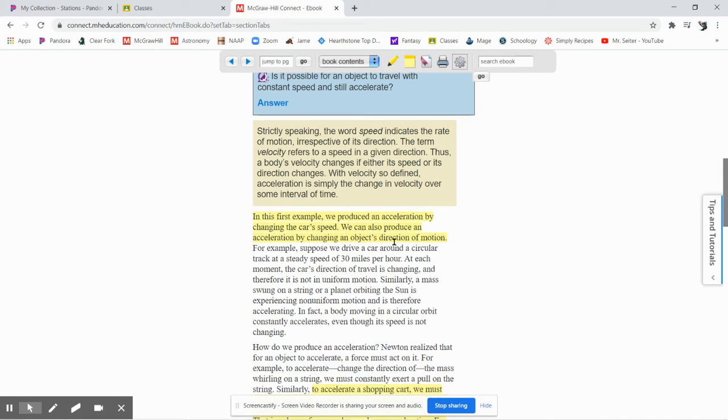So in the first example, we produce an acceleration by changing the car's speed. We can also produce an acceleration by changing an object's direction of motion. For example, we drive a car around a circular track at a steady speed of 30 miles per hour. At each moment, the car's direction of travel is changing, and therefore it is not uniform motion. Because it's not uniform motion, we are accelerating.